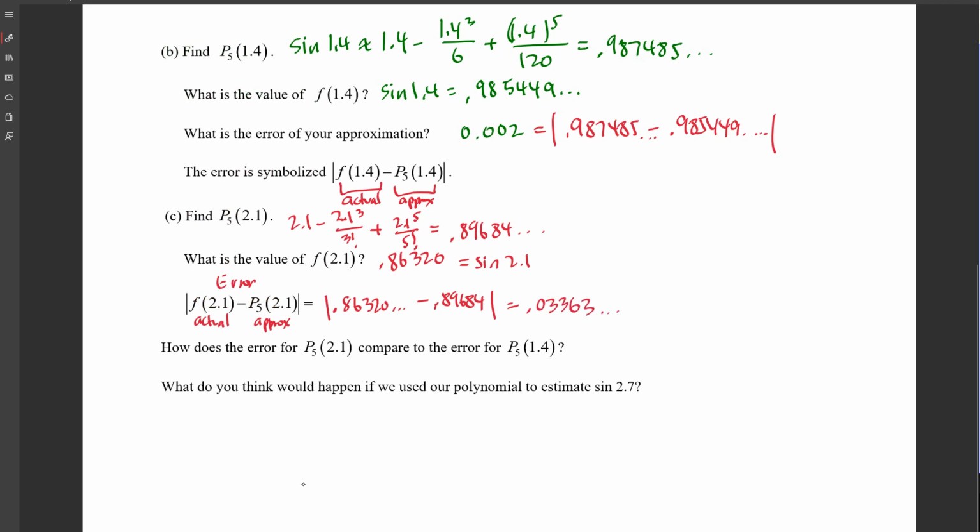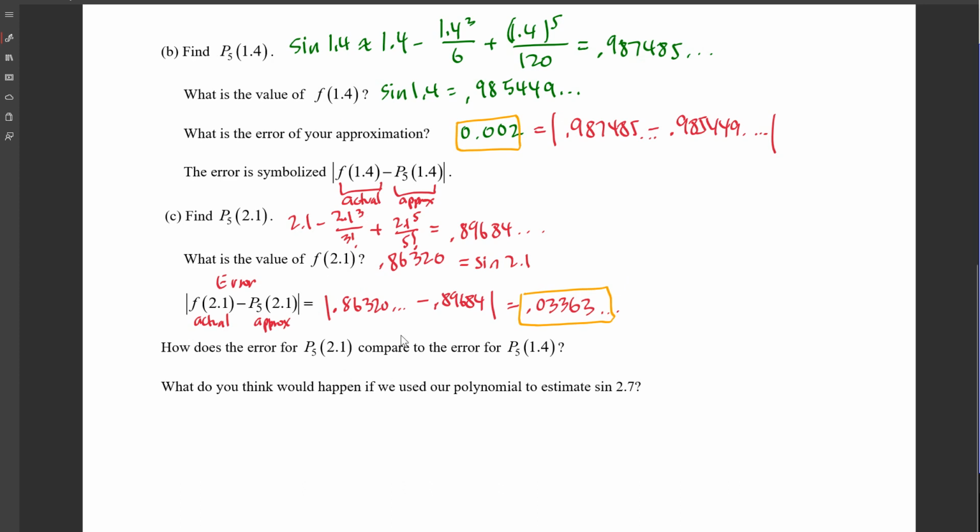Which, if we compare our errors, so let's look at the error here and the error up here, then this error here is larger than this error here. And that's expected, right? Because when we put in 2.1, we were further away from the center, 0. And when we put in 1.4, we were closer to the center, 0. So 1.4 will be a better approximation than the 2.1, okay?